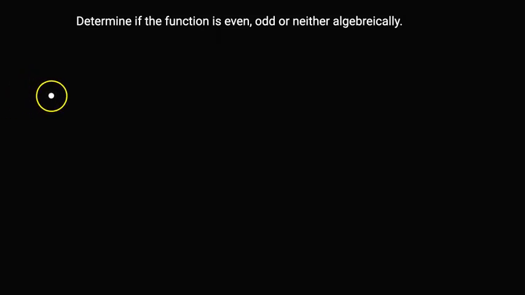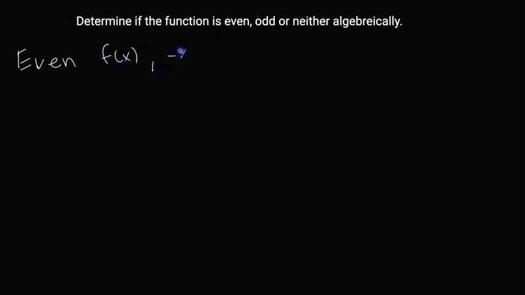In many cases, we are asked to determine if the function is even, odd, or neither algebraically. But how do we do this? Since we already know the end behaviors of the functions, we know a couple of things. So let's start with our even function. In our even function, let's say we have f of x.